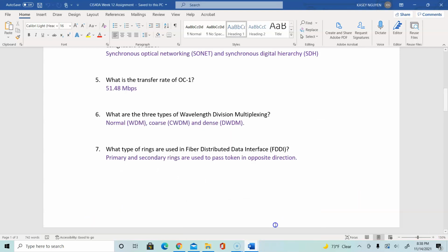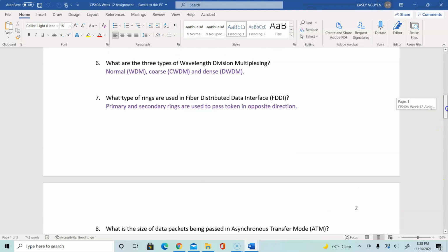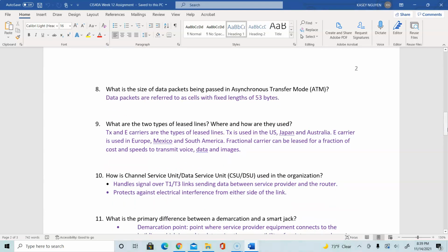So in the next few questions, for number 8, what is the size of the data packets being passed on ATM? Data packets would then be referred to as cells, which have a fixed size of 53 bytes.